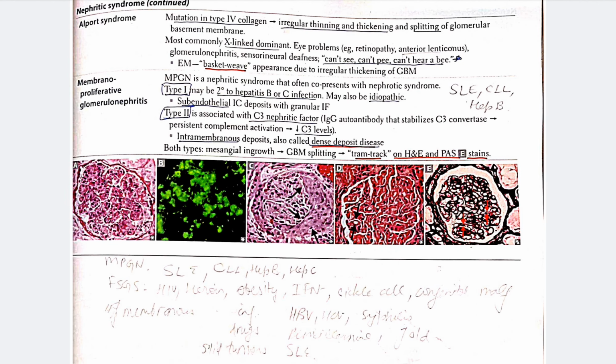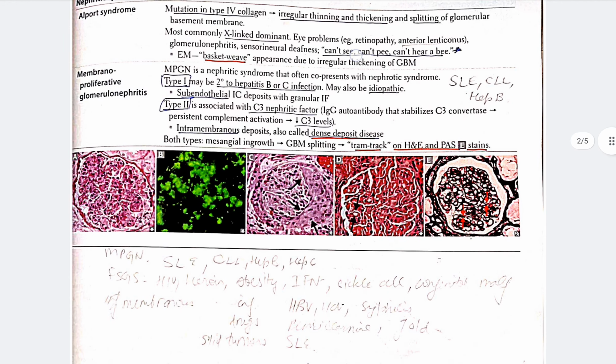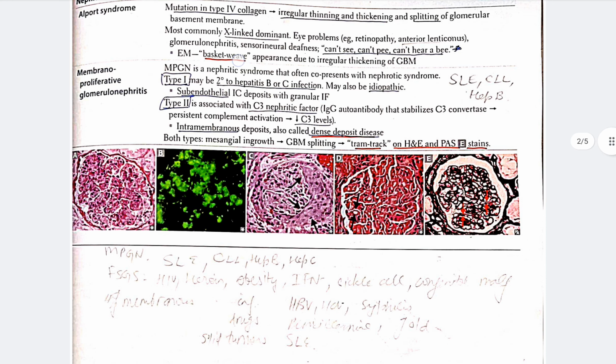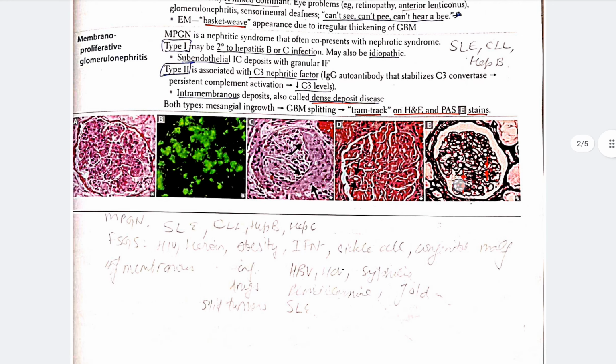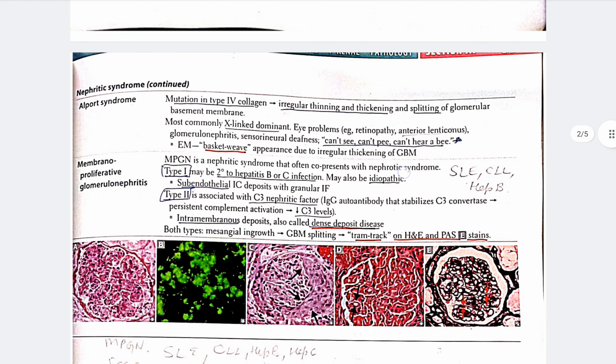Alport is dominant. Okay. And in this we have the mnemonic: can't see, that is eye problems will be there; can't pee, kidney problems will be there; and can't hear a bee, hearing problems will be there. And on electron microscopy we will have a basket weave appearance due to irregular thickening.